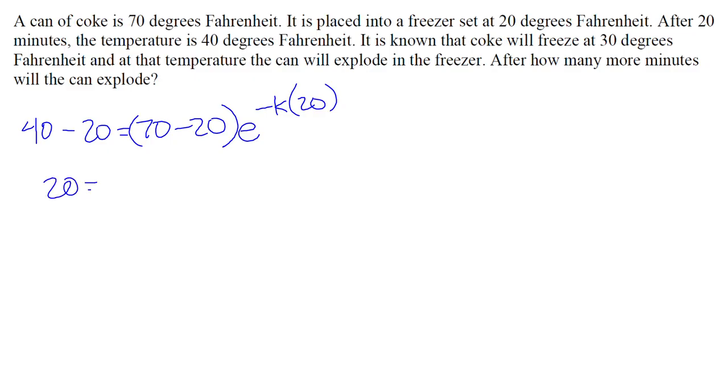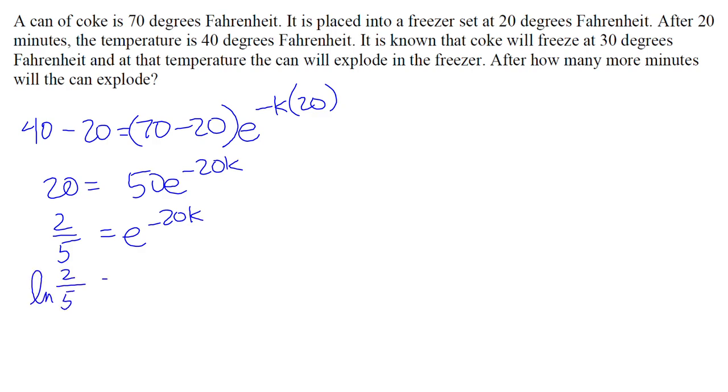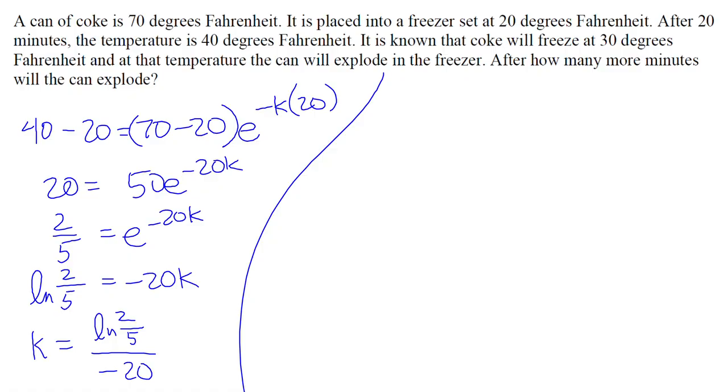So we have 20 equals 50 e to the negative 20K. And 20 divided by 50 is, of course, 2/5. We take the natural log of both sides, getting natural log of 2/5 equals negative 20K, or K is natural log of 2/5 divided by negative 20. And so we'll be able to use that to determine when this can explode.